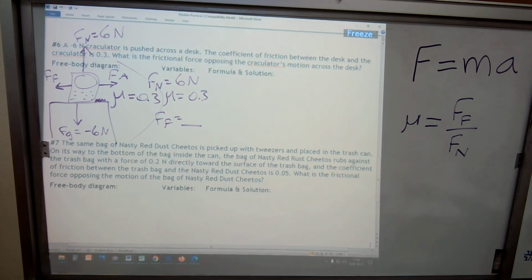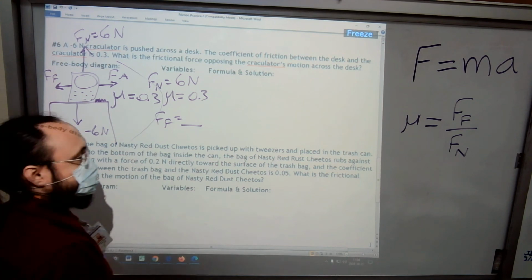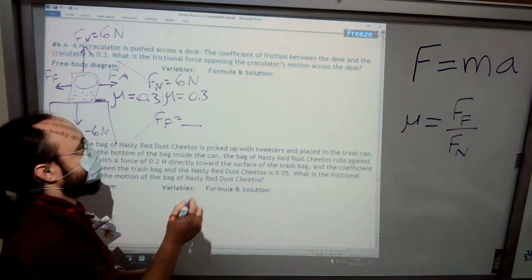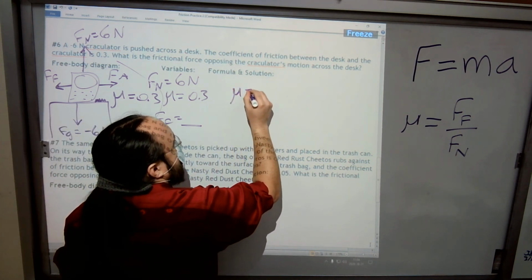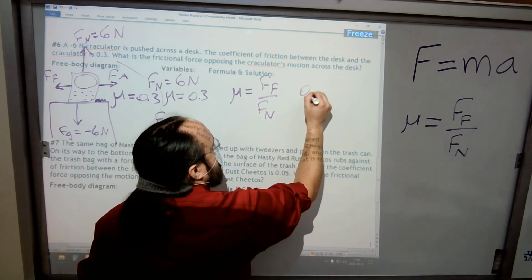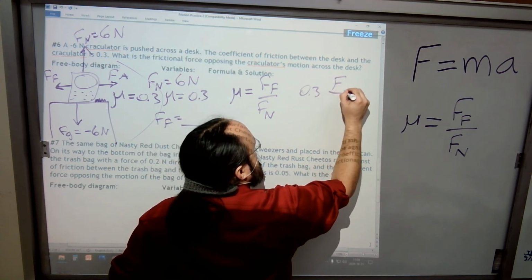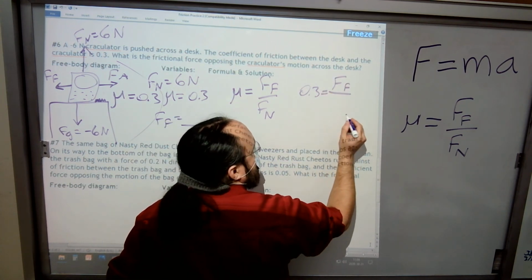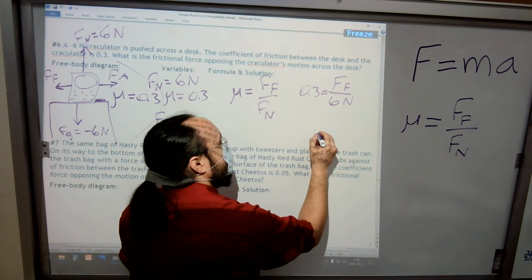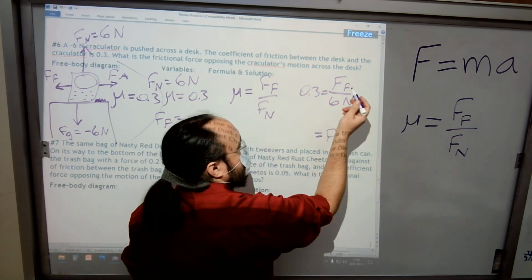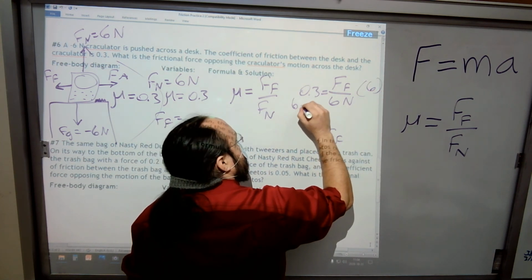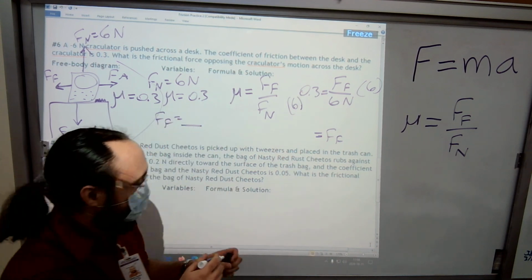I've got three variables in my formula. It mentioned three variables, gave me two and asked for one, so I can totally solve using that formula here. Mu, or coefficient of friction, equals frictional force over normal force, where mu is 0.3, and frictional force is, we don't know, and normal force is 6. So we wanted to say equals frictional force. It says frictional force divided by 6 right now, so we'll multiply both sides by 6. 6 times 0.3.